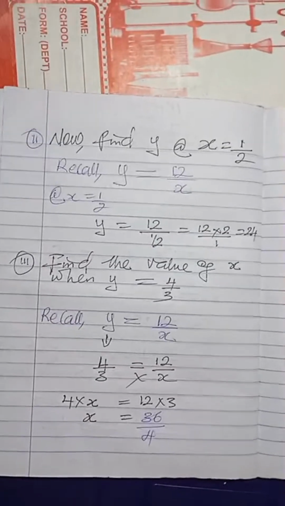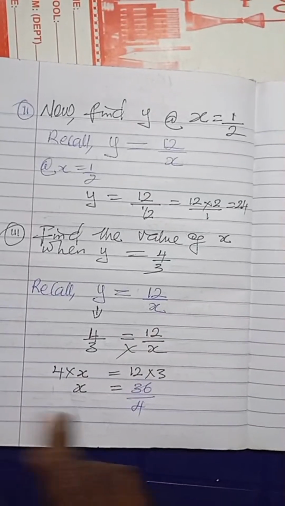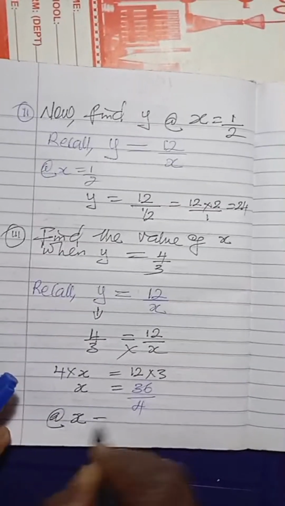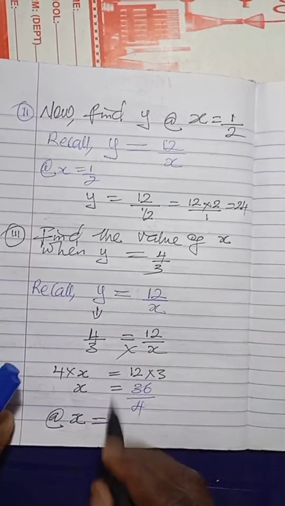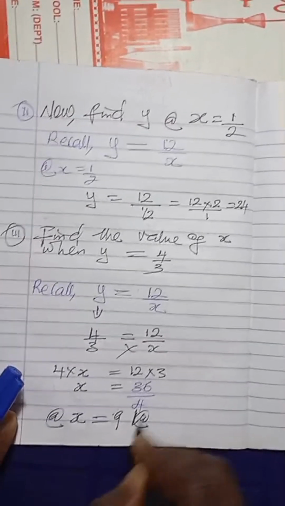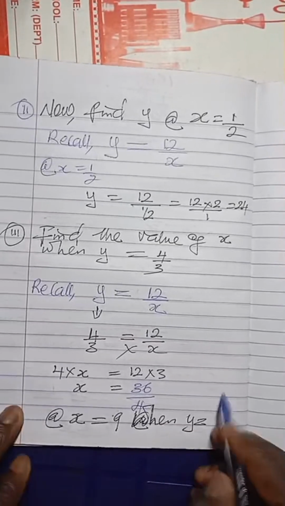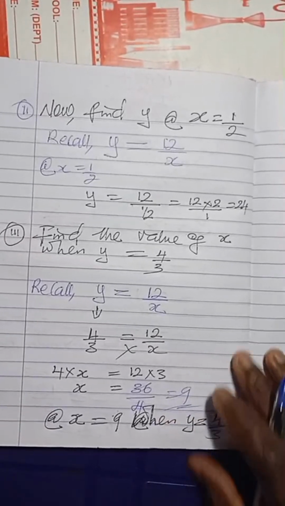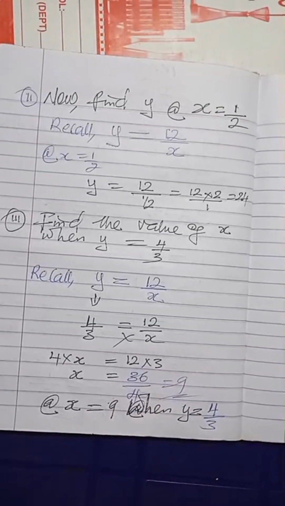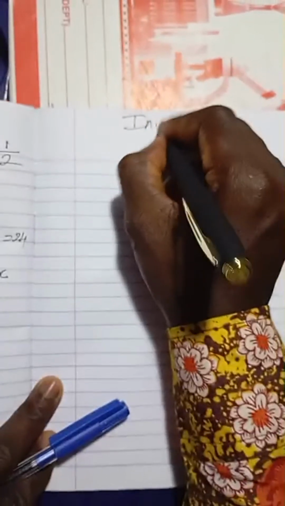So at y equals 4 over 3, x is equal to 9. Remember this is 9, okay? Alright, let's proceed again to solve more examples. We still have here inverse variation.